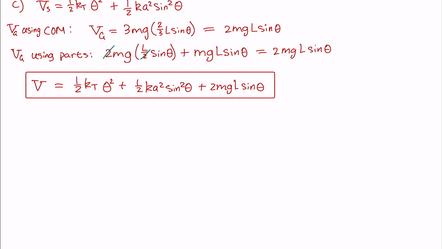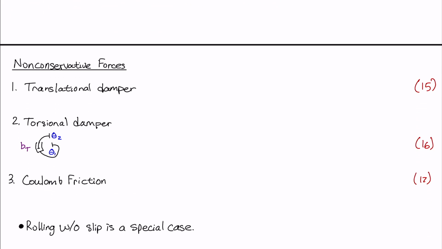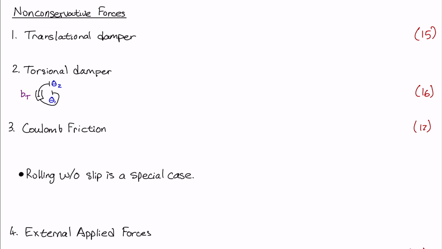Okay, we're going to move on to non-conservative forces. We're going to go through translational dampers. We also have torsional dampers. We look at Coulomb friction, and we'll see where that takes us. So for a translational damper, it's going to be the same symbol we've always had, which is some type of piston sitting inside generally a cylinder. This is what it represents.